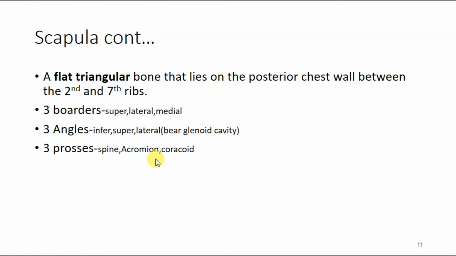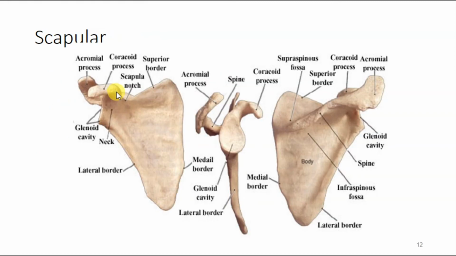If we know the triangle has three angles, the scapula also has three angles: inferior, superior, and lateral. Also it has three processes and three borders, and it is positioned in the chest wall between the second and the seventh rib. All of these aspects you may be asked in the MCQ question, and it is very important for you to understand them. So now this is the anatomy of the scapula.